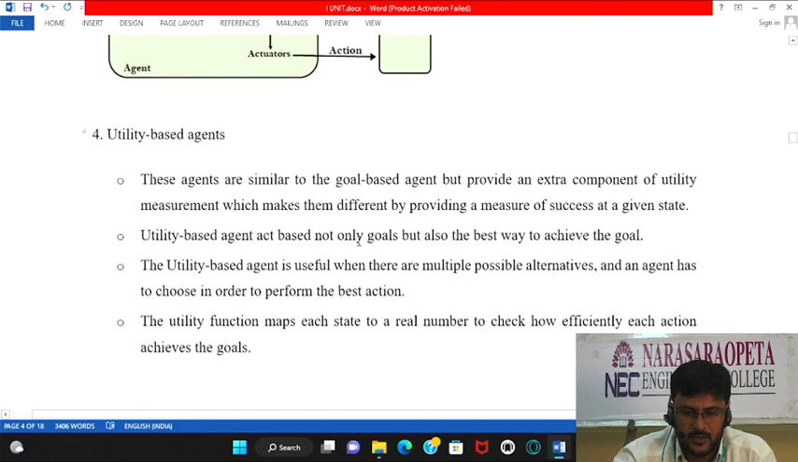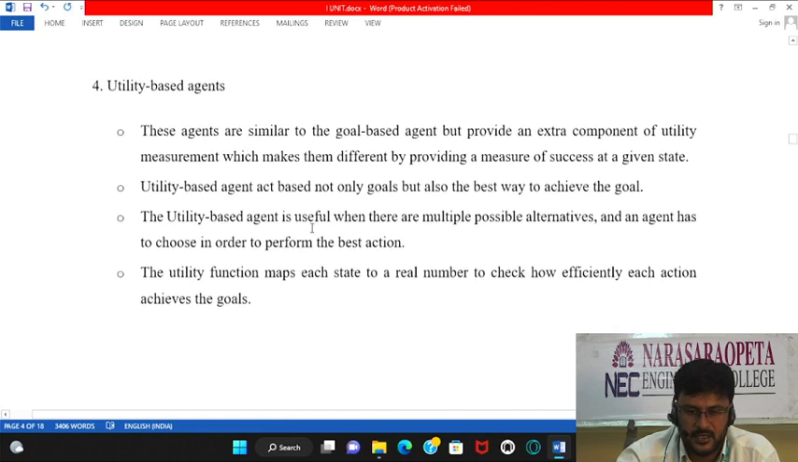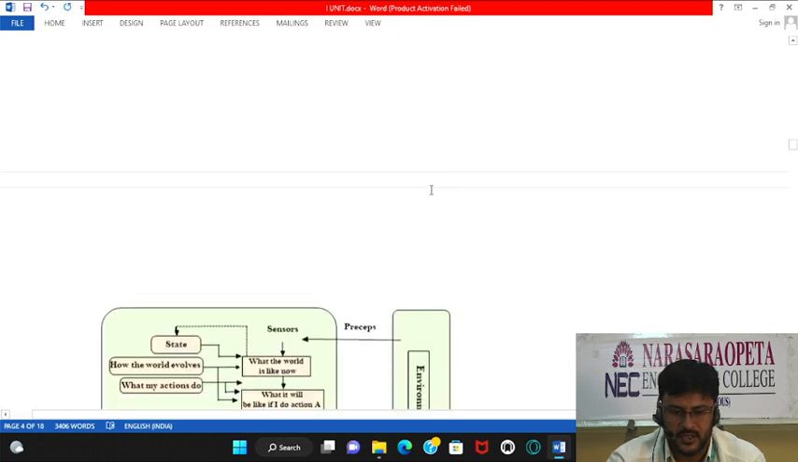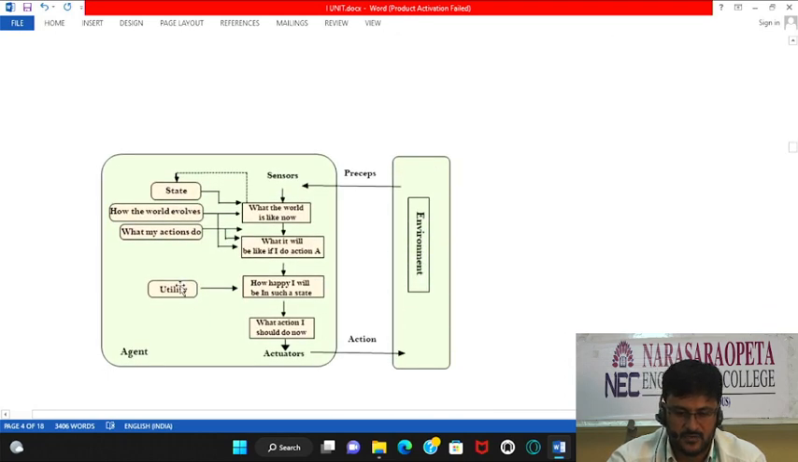Next one, the utility-based agent. These agents are similar to goal-based agents but provide an extra component of utility measurement. You have to provide an extra measurement on top of the goal-based agent, which makes it different from the goal. What is the measure of success in a given state? This is the utility of the given state.